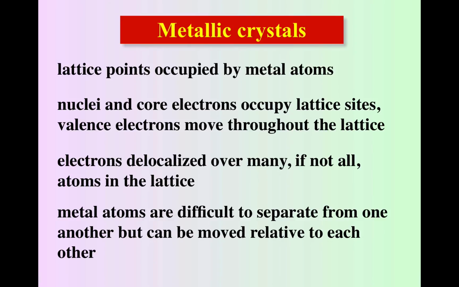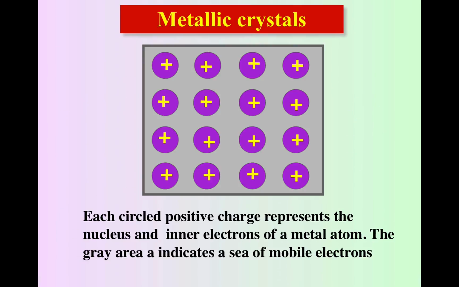This overlapping, this delocalization of electrons makes for a very high melting point, right? Hard to pull apart. Malleability, ductility, high melting point, good conductors of heat and electricity. These are all a manifestation of metallic bonding, this delocalization of electrons throughout the crystal.